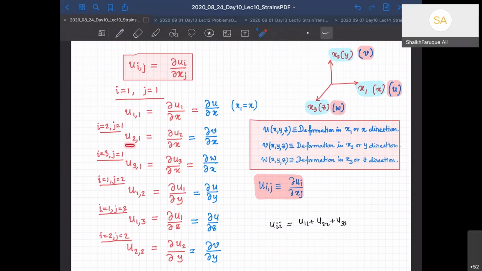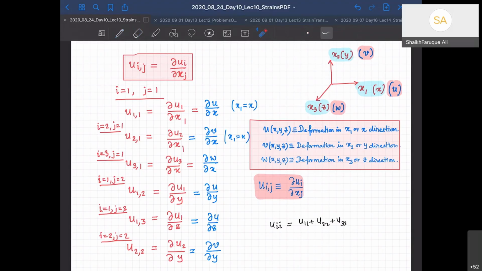Similarly, you can go for u2 comma 1. So u2 comma 1 is going to be the partial derivative of u2 with respect to x1, first coordinate, right? So what is u2? u2 is the second directional deformation, which is going to be v, and this is going to be with respect to x1, which is your x again, since x1 equals x.